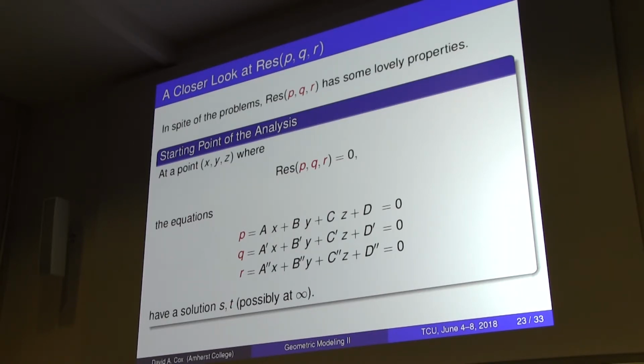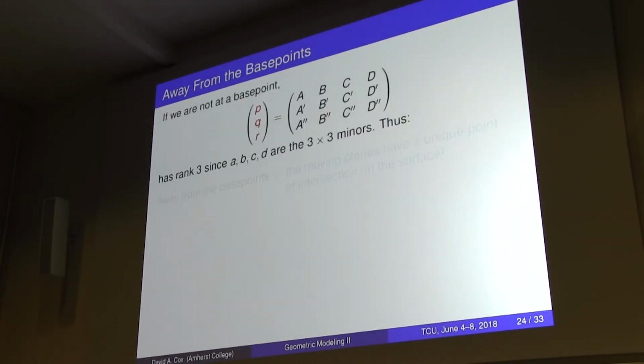But the idea is that I'm looking at this kind of situation. So this polynomial vanishes if I can find an s and a t that make these guys vanish. So that's what we're thinking about. So let's assume that we're away from a base point.